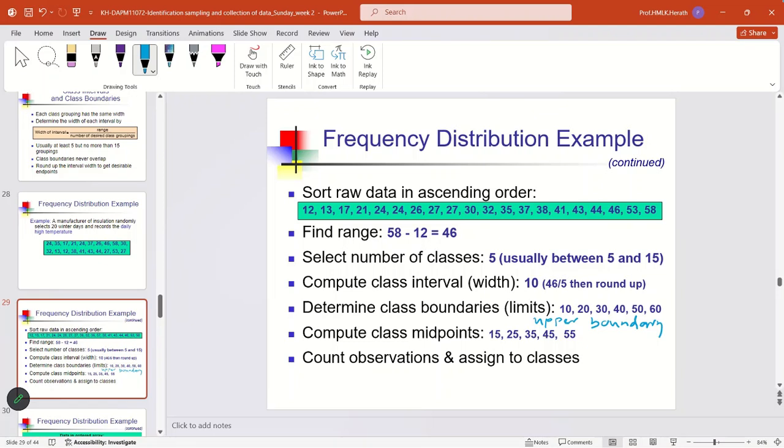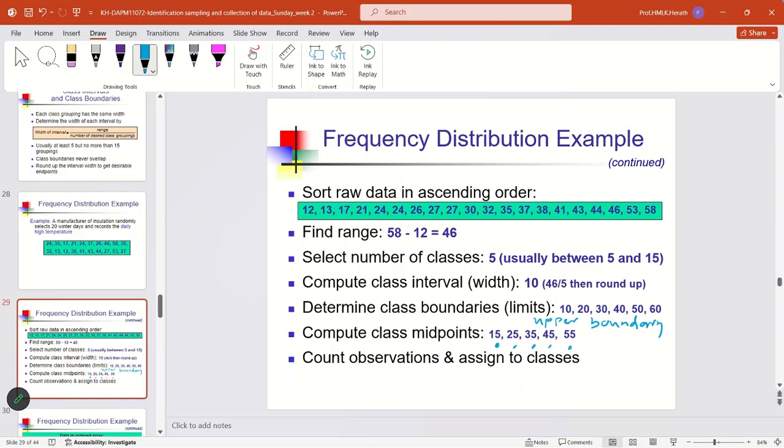So now we can compute the class midpoints. The midpoint between 10 and 20 is 15, and between 20 and 30 it is 25. So likewise we will get the midpoints. We have 5 classes, so we have 5 midpoints.